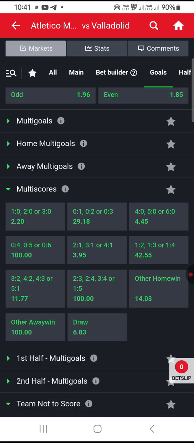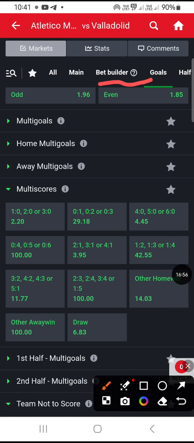Now, bet builders, those who play bet building, for example, this is bet building. For you bet builders, you can still select this, and this, for those who are playing bet builders. Select 3 of them and play.